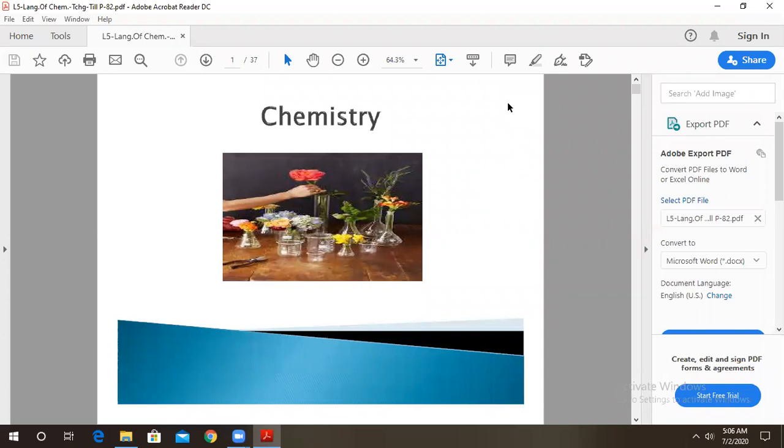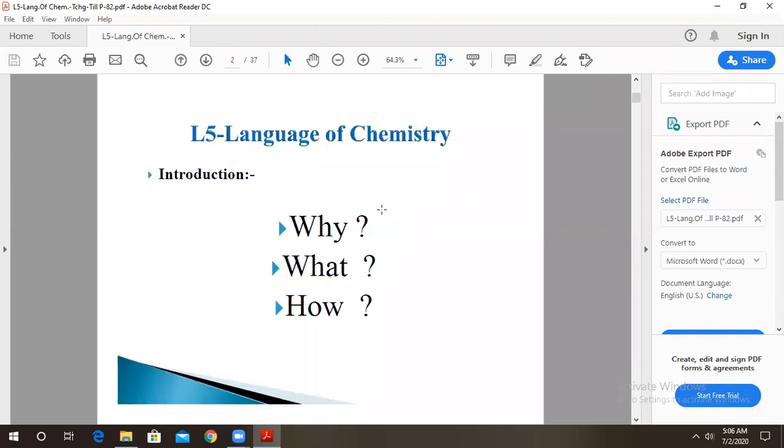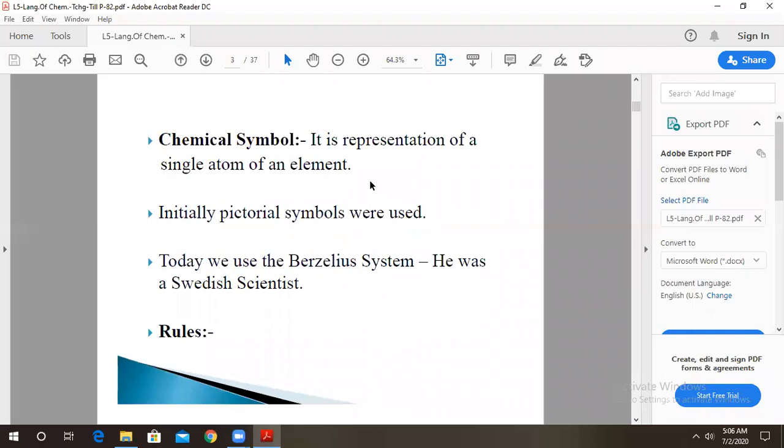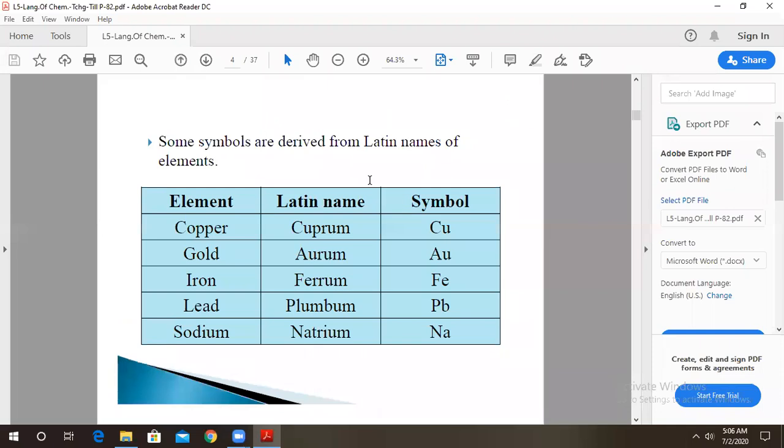Yeah, I'm also fine. So, dear friends, starting with the new chapter, the language of chemistry, we have seen initially in the first videos that I have sent you the chemical symbols and the rules for writing them. Then some of the symbols are derived from their Latin names. So we have seen these symbols, like gold Au, lead Pb. So some of the symbols are derived from their Latin names.